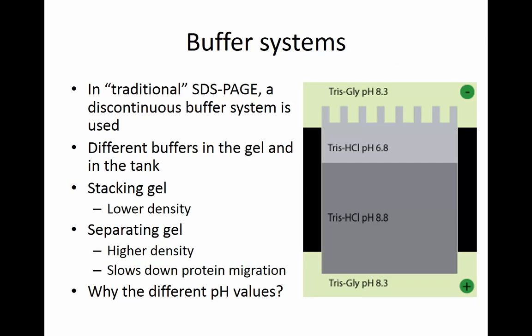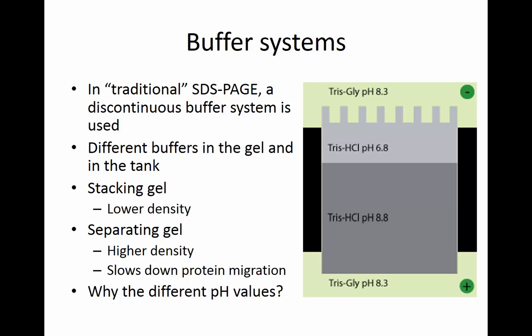Okay, so a little bit about the buffers we'll use. You will really only run into one of the buffers, which is the running buffer. It's basically what's called a tris-glycine buffer. Tris is the buffer system that's being used, and glycine is an amino acid. More on why those are important in a bit.